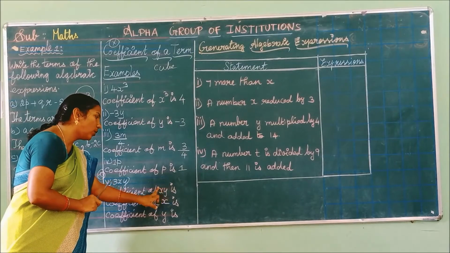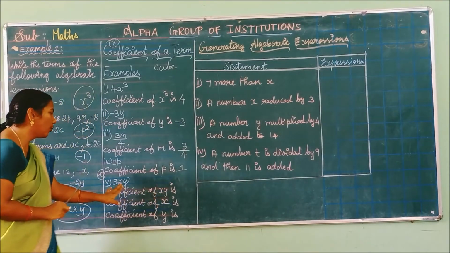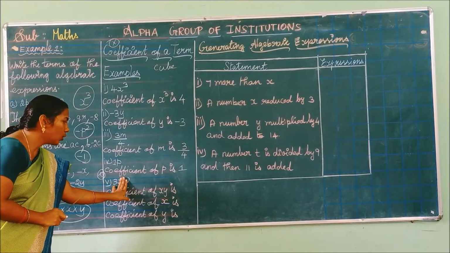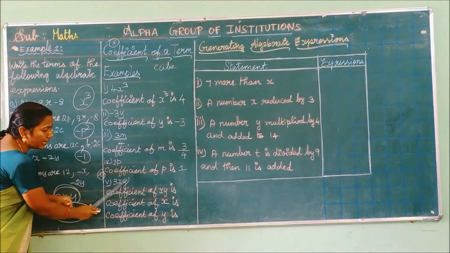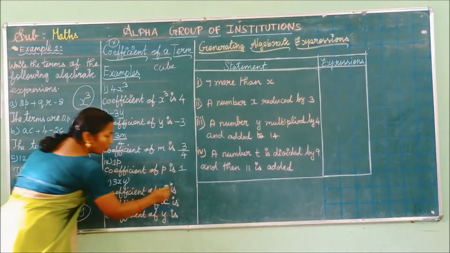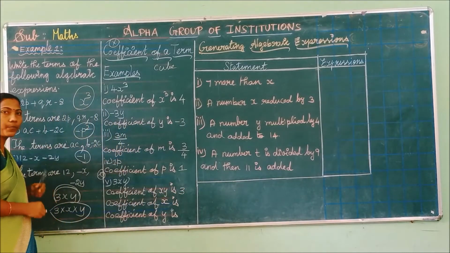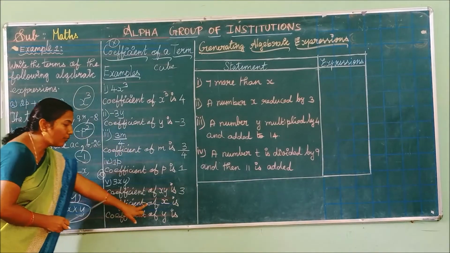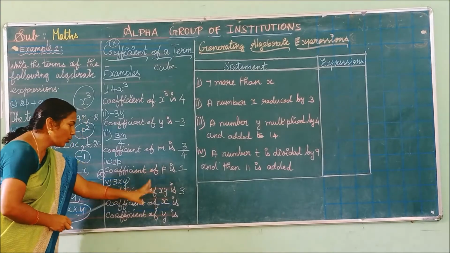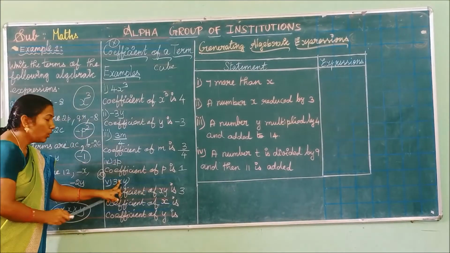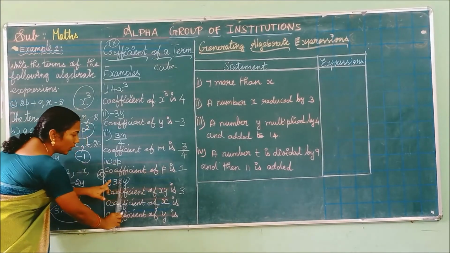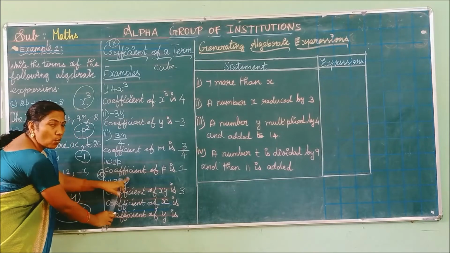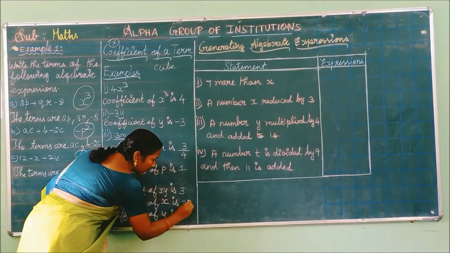In order to find the coefficient of xy, you have to hide that variable xy. So what is the remaining number? Hide xy. What is the remaining number? 3. So the coefficient of xy is 3. See the next one. Coefficient of x. We have to find the coefficient of x, so you have to hide that x. So what are the remaining elements? 3 and y. So the coefficient of x is 3y.